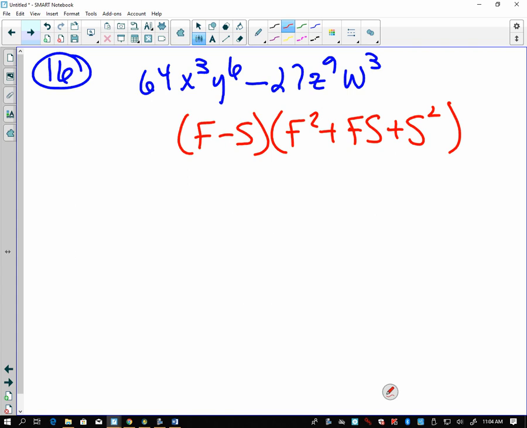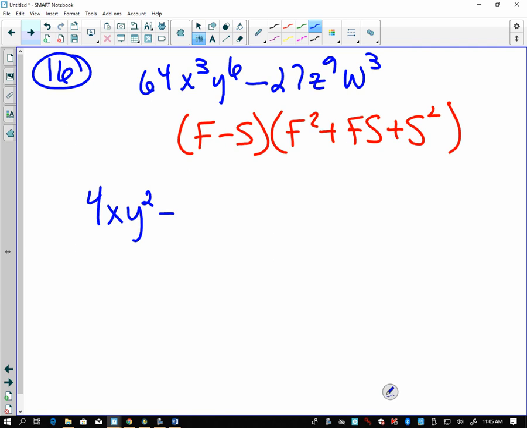But the very first thing I have to do is take the cube root of everything. All right, what's the cube root of 64? No, the cube root, not the square root, should be 4, right? What's the cube root of x cubed? X. What's the cube root of y to the 6th? y squared, because where it deals with the exponents there, I'm dividing by 3, right? The cube.